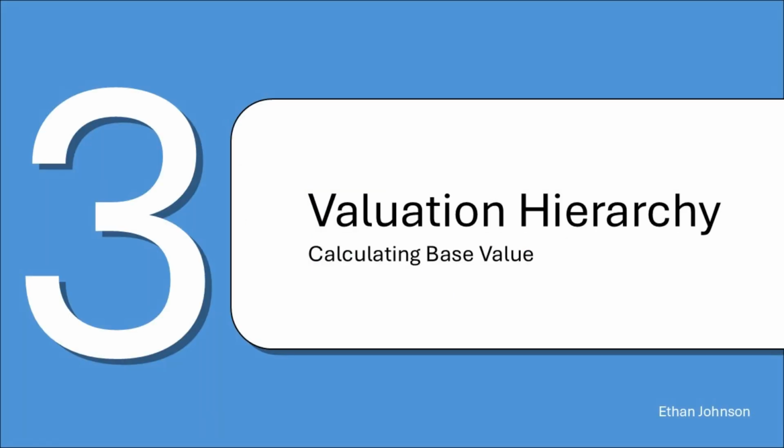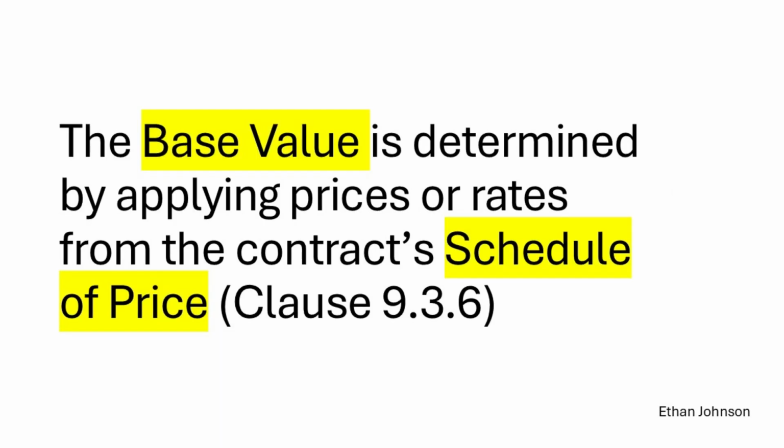Now we're getting to the absolute heart of this whole system. See, to stop all the arguments over what's a fair price, the standard gives us a very strict 3-level hierarchy for figuring out the base value of the work, and you have to follow it in order. No skipping ahead. The first stop, the top of the pyramid, is all about using rates that are already in the contract. Clause 9.3.6 makes it crystal clear. If the contract schedule of prices has a rate for that exact type of work, you must use it. End of story. It's non-negotiable because it provides total certainty. The price was basically pre-agreed before you even started.